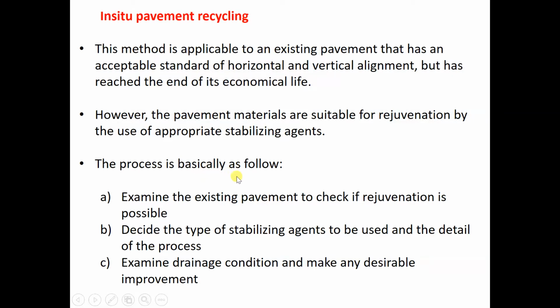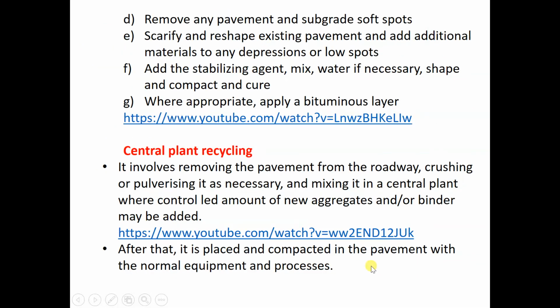So the process is like below. Just look at the process. You look at the existing pavement, see which one is good to use, whether it's cementitious or bitumen. Examine the drainage condition and make any desirable improvement. Remove any pavement and subgrade soft spots. In some places it might be the subgrade which is in question, so you have to strengthen the subgrade.